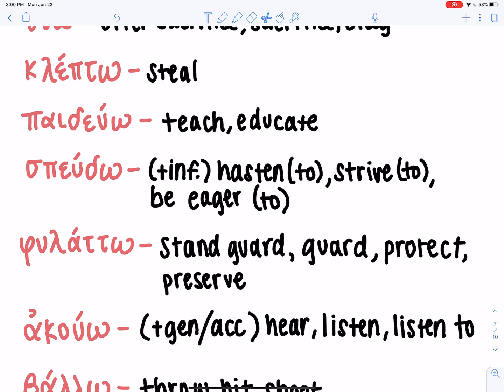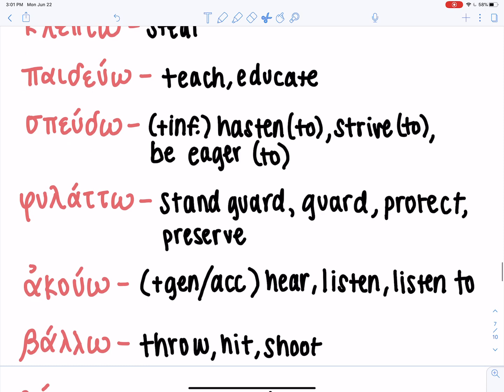And then our next word is spodo, which also takes an infinitive, like ethelo earlier, and means to hasten, strive, or be eager. And when I give these different options for vocab, sometimes it makes more sense to use one definition over another in context based on the sentence. It's really also personal preference at times, so you do you, really.